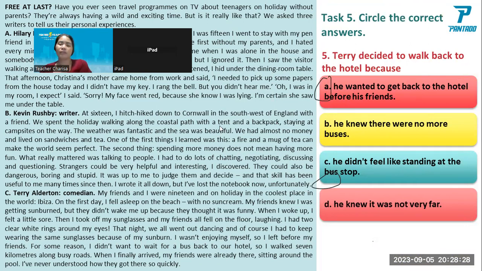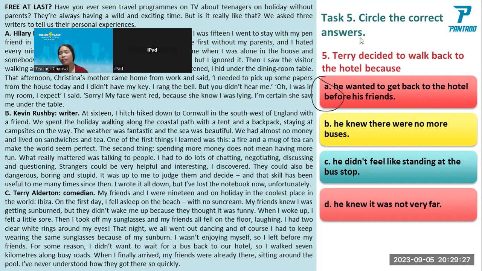Terry decided to walk back to the hotel because, what? Terry decided to walk back to the hotel because A, he wanted to get back to the hotel before his friends. B, he knew there were no more buses. Okay, double check your answer.